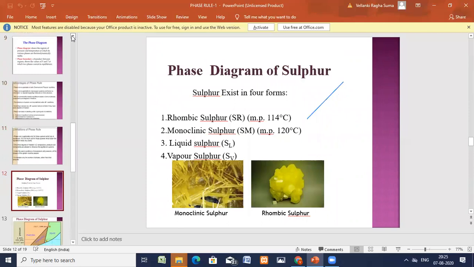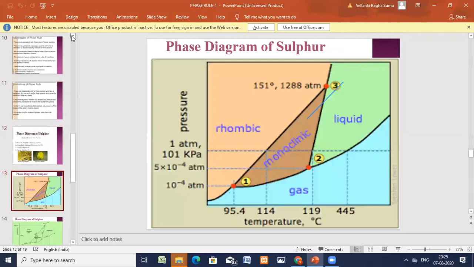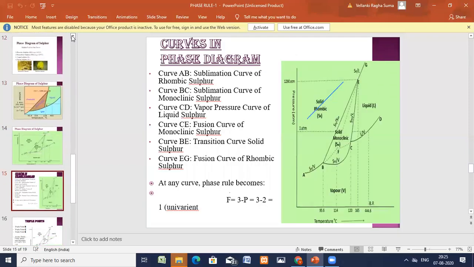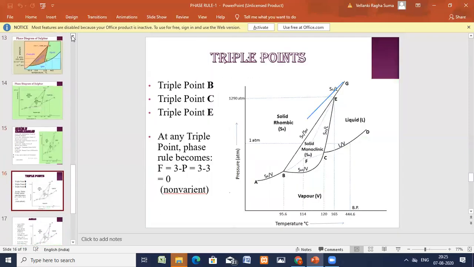We have applied it to a one component system, that is the sulfur system. It existed in 4 forms in equilibrium. The areas are nothing but the phases, and for the areas you have got the bivariant system applying the phase rule. For the curves, you have got the univariant system. At the triple points, we have got the non-variant system.